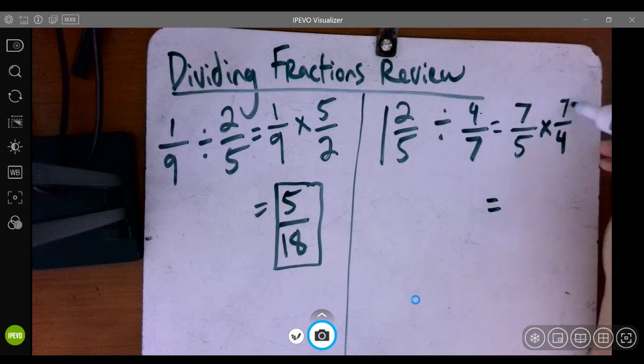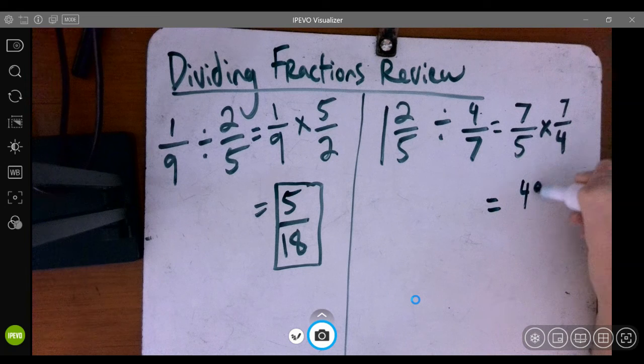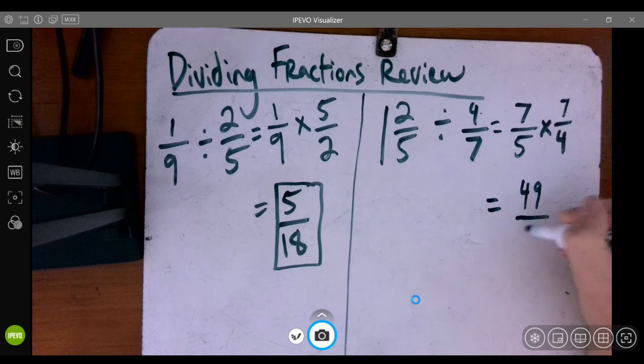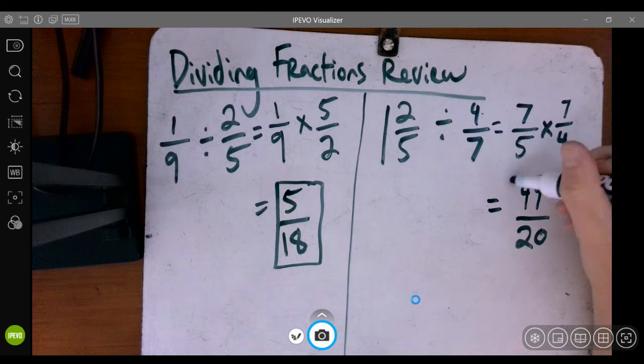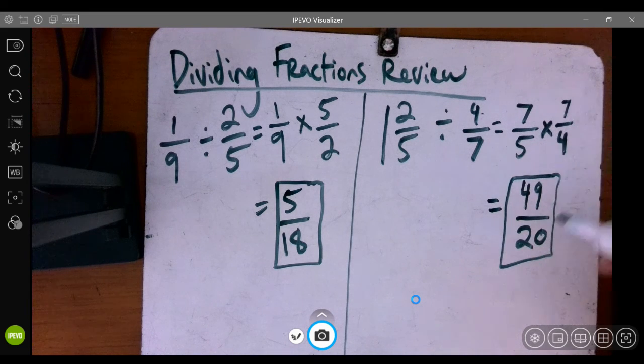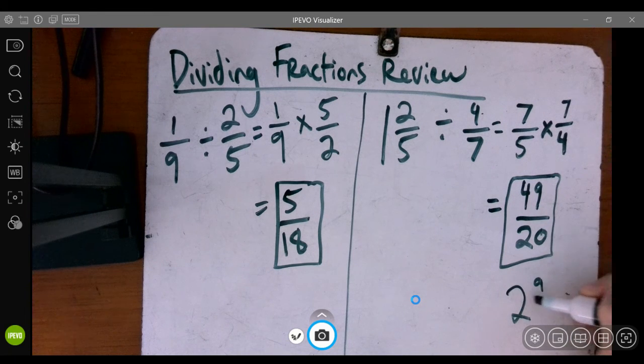So 7 times 7 is 49, 5 times 4 is 20. And you're free to change that into a mixed number if you want. However, it's simpler to just leave it as an improper fraction. But if you want to change it into a mixed number, you can. It's not wrong if you write it as 2 and 9/20, but 49/20 is sufficient.